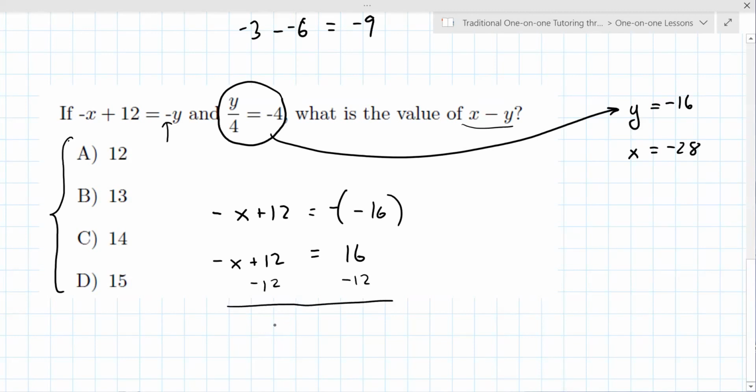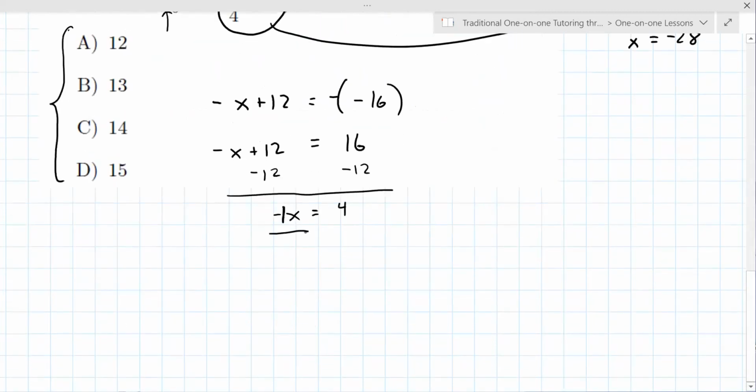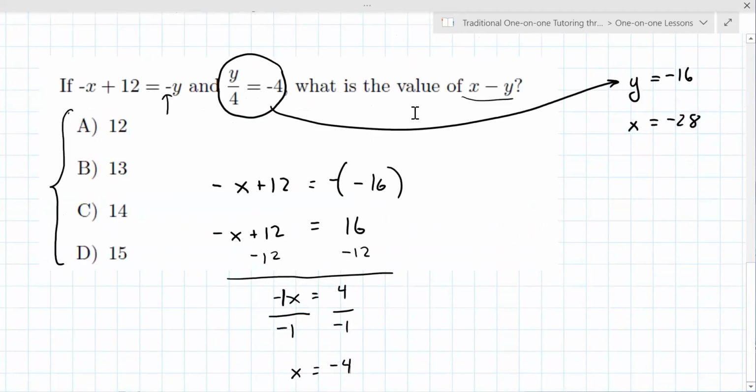And maybe you haven't seen this before, and we're identifying a skill here. Now, do you see that there's a -1 in front of x? Yep. So you divide both sides by -1. So x equals -4. Okay. And that changes the answer because the answer is x minus y, -4 minus -16. -4 plus 16 equals 12.